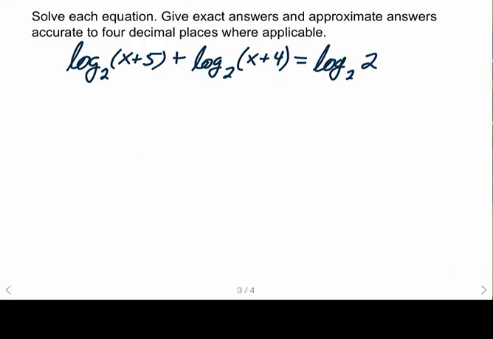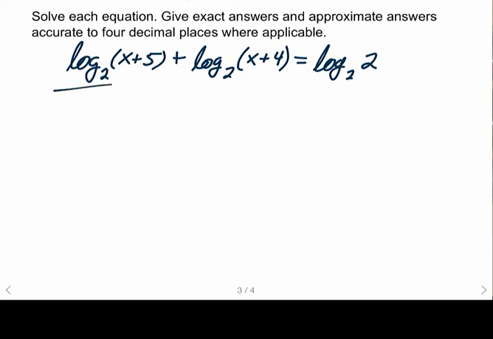Back to a logarithmic equation. Same instructions as they are throughout this entire video. Log base 2 of x plus 5 plus log base 2 of x plus 4 is equal to the log base 2 of 2.